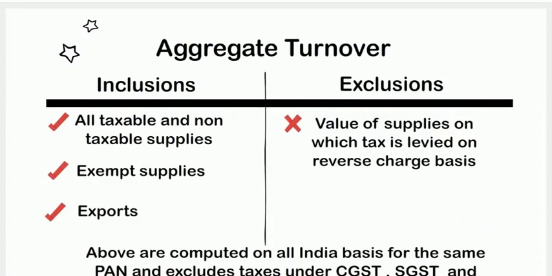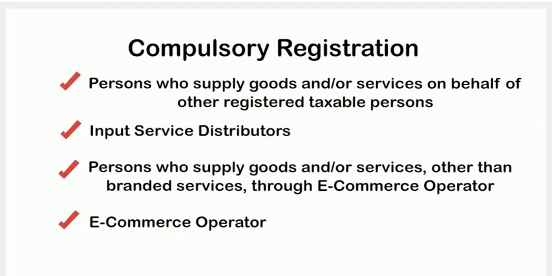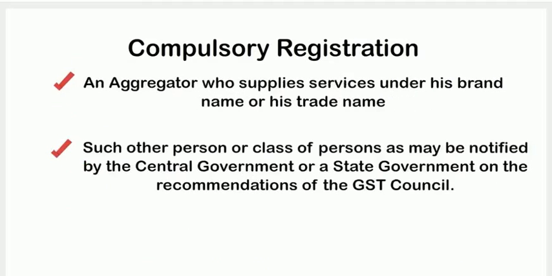So what exactly is aggregate turnover? It is the total value of all taxable supplies, non-taxable supplies, exempt supplies, and exports. However, it does not include those supplies on which tax is levied on a reverse charge basis. Also, the following categories of taxpayers have to compulsorily register irrespective of threshold.